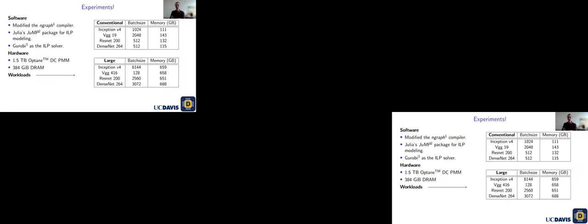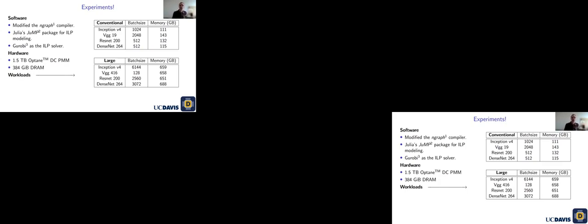Okay, I want to talk briefly about the results that we found. We were running this in the same kind of systems that I was talking about before, so we have Intel Optane and DRAM in the same system. We looked at mostly CNN workloads. We chose CNNs because they have static compute graphs that we could easily represent with our optimization problem.